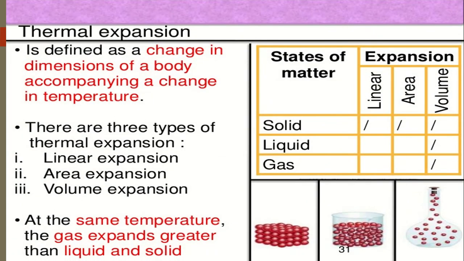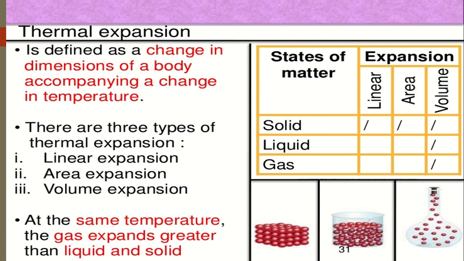So what is thermal expansion? Again, I want to make you clear. It is defined as a change in dimensions of a body accompanying a change in temperature. Thermal expansions are of three types: linear expansion, area expansion, and volume expansion.